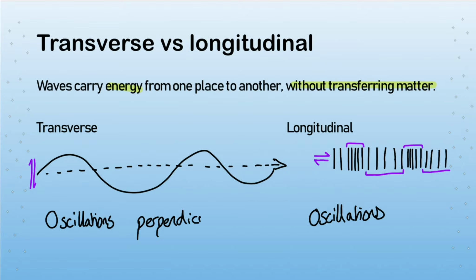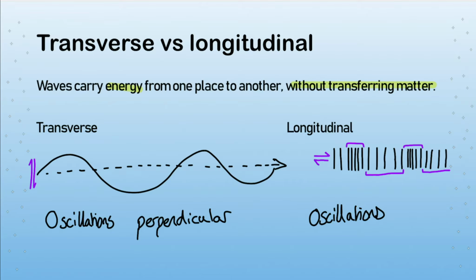And you get common questions where you have to compare transverse and longitudinal. So the oscillations in transverse are perpendicular to the direction of the energy transfer, which is in this case going to the right, whereas the oscillations are going up and down. So oscillating completely 90 degrees to the direction of the energy transfer, or the wave.